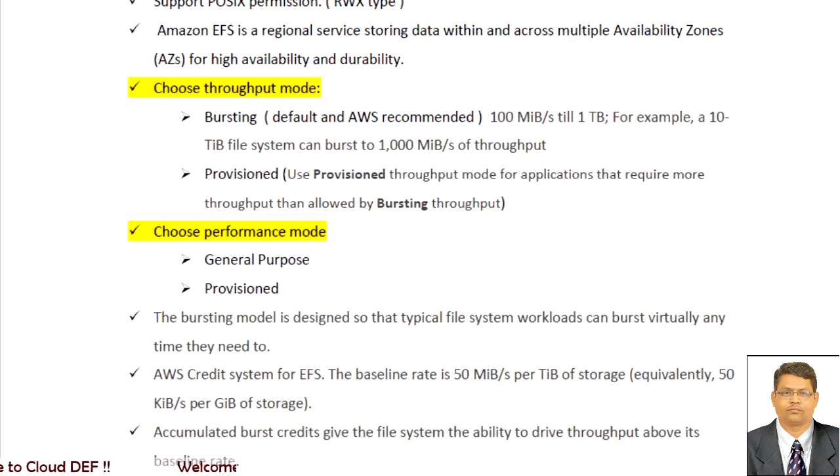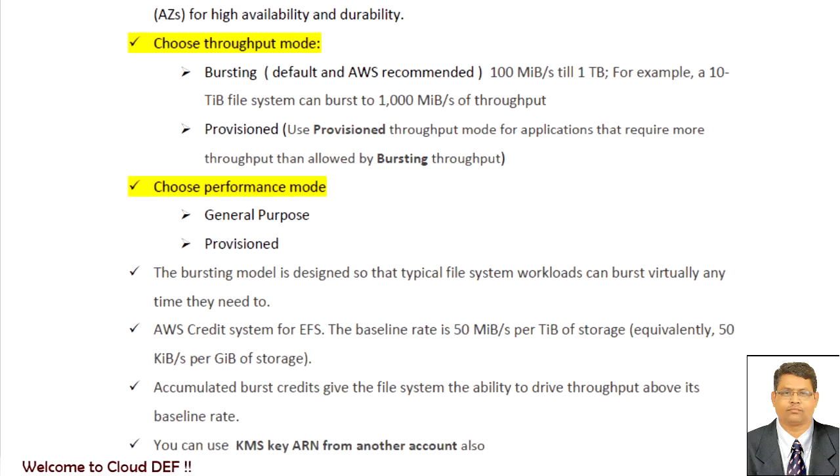AWS credit system for EFS. The baseline rate is 50 MB/s per TB of storage, equivalently, 50 KB/s per GB of storage. Accumulated burst credits give the file system the ability to drive throughput above its baseline rate. You can use a KMS key ARN from another account also.